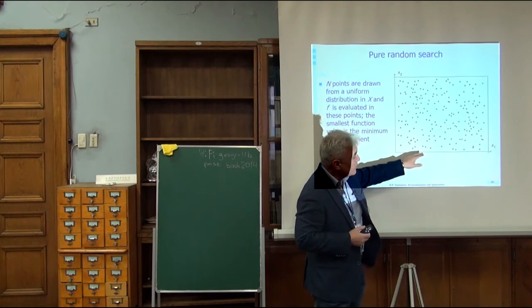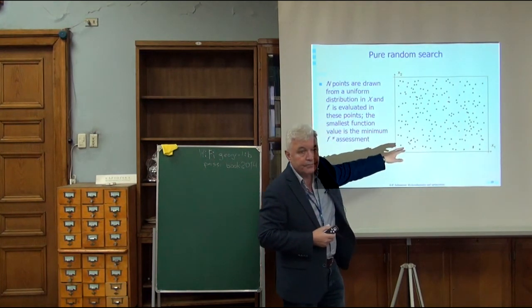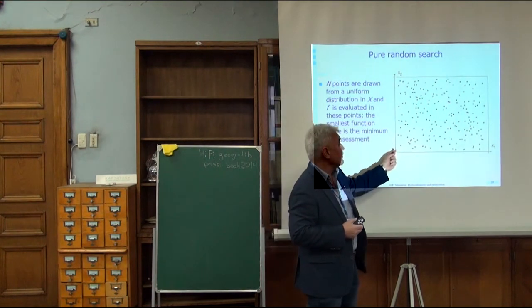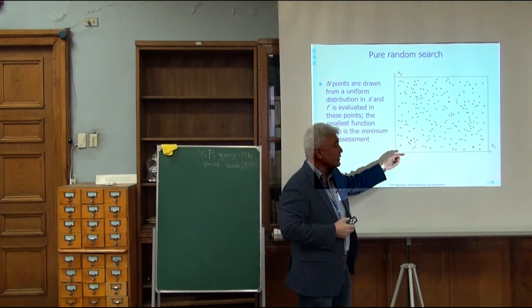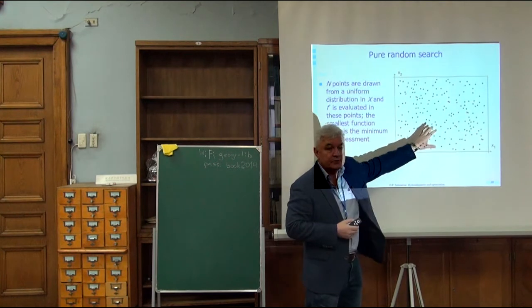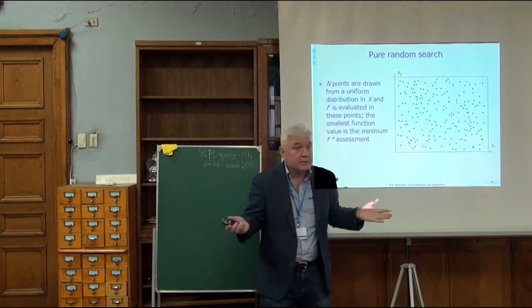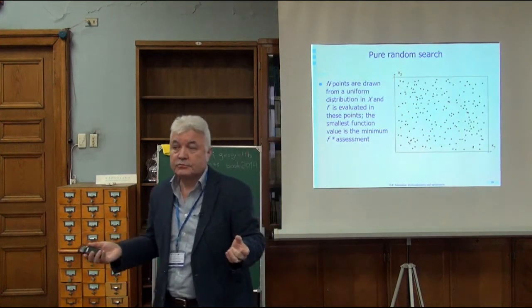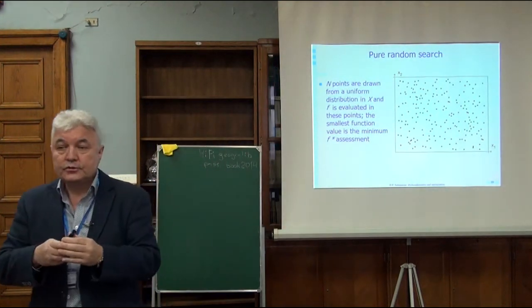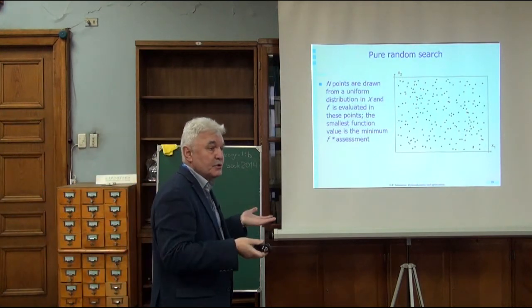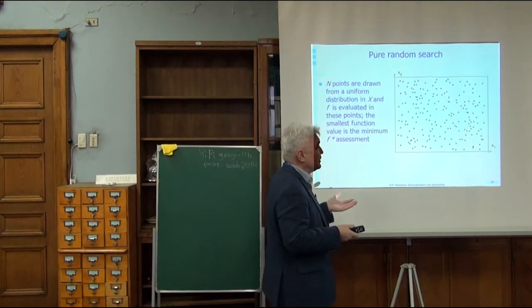So what do you do? You generate random vectors x1, x2. There are here maybe, I don't know, 50. You calculate the function at each of these points. And then you choose the best. That's it. Pure random search. You can do grid search. If you arrange the points on a grid, you can also do this. But it has been shown that randomized search is better than grid search.